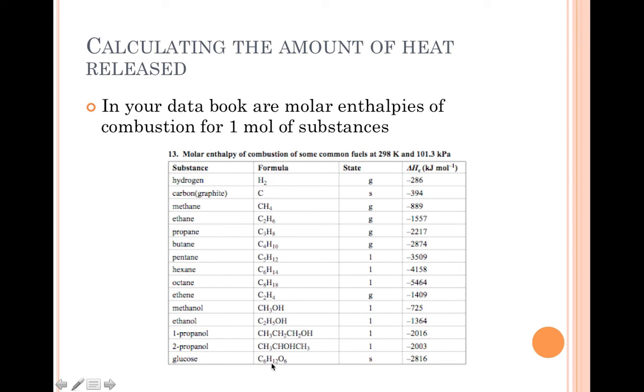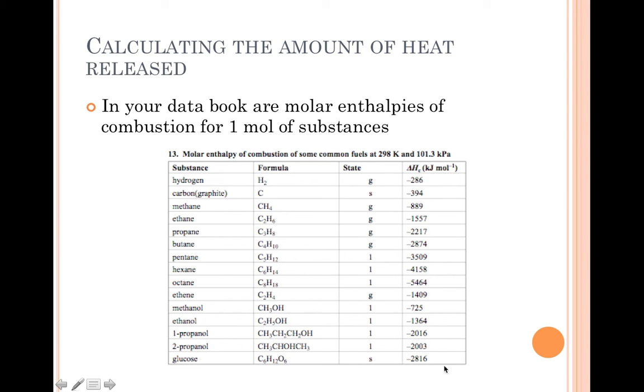Okay? For almost all of them, our products are going to be carbon dioxide and water, because combustion is always a reaction with oxygen. The exceptions: hydrogen, react with oxygen, we just make water. If you had just carbon, react it with oxygen, you just make carbon dioxide. But all the rest of them, carbon dioxide and water, because they have both carbon and hydrogen in them.